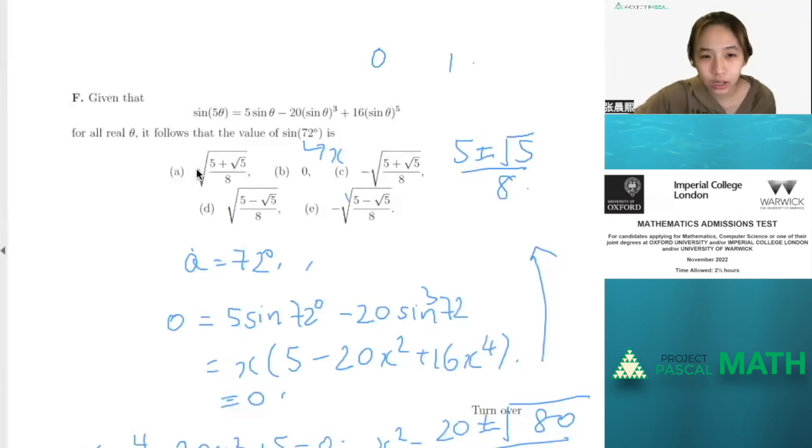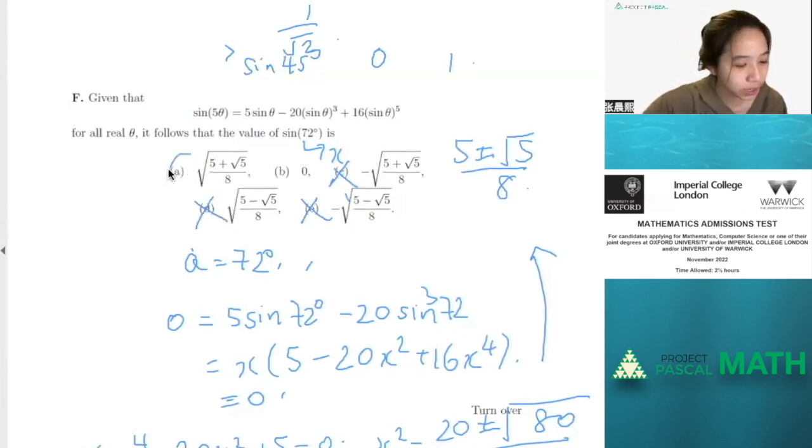Okay, well, so you check out C, you check out E, so you're left with A and D. But then you know that this also has to be greater than sine 45, which is 1 over root 2, and clearly D is the smaller of the two, so the only possible one is A.